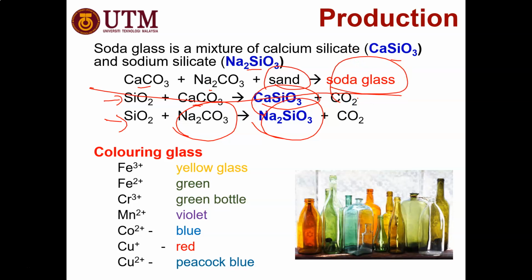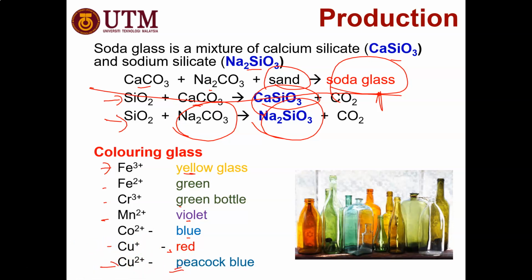Okay, so soda glass ni depends on apa transition metal kat dalam, dia mungkin akan berlain-lain warna. So botol-botol warna yang kita nampak, kenapa dia berlain-lain warna is due to memang dia adalah soda glass, ada calcium silicate dengan sodium silicate, tapi warna dia datang daripada transition metal ion yang ada kat dalam. Contohnya, kalau we have some iron 3+, it will be yellow. 2+, it will be green. Chromium 3+, it will also be green. A little bit of different. So kalau kita ada manganese 2+, it will be violet. Cobalt 2+, blue. Well, copper ada dua oxidation number that is commonly available. So if it's 1+, you will get red. But if it's 2+, it will be a peacock blue.